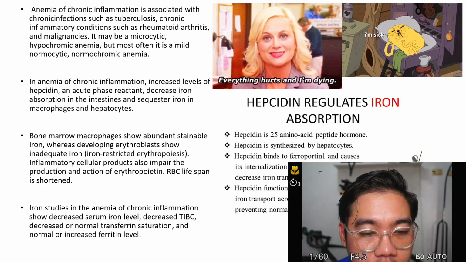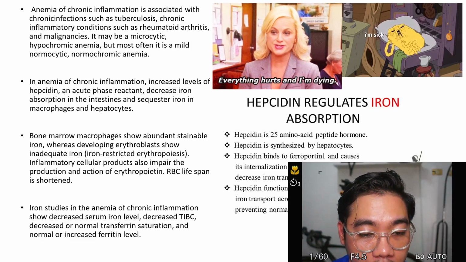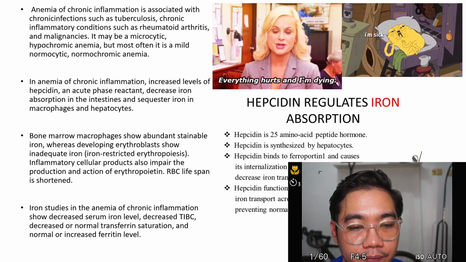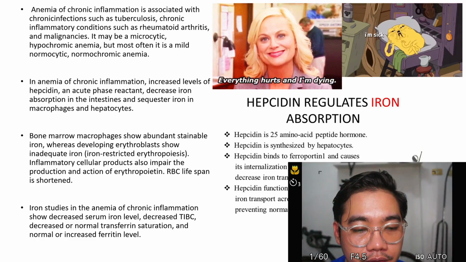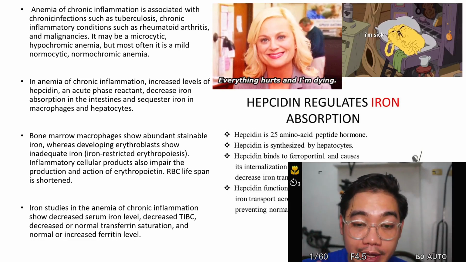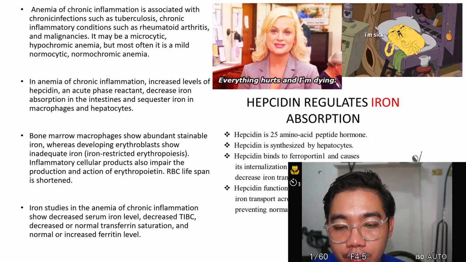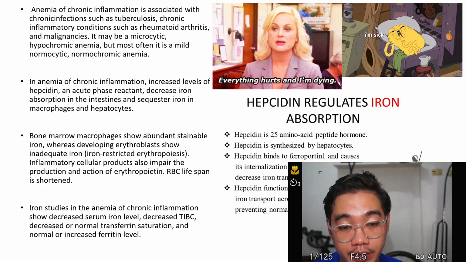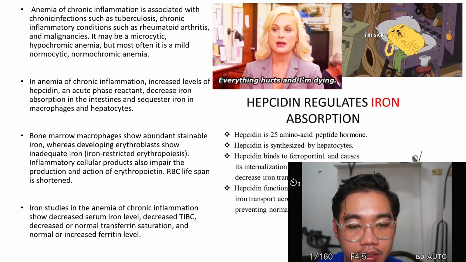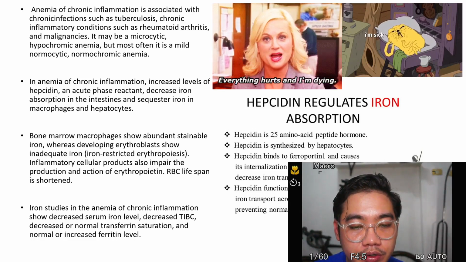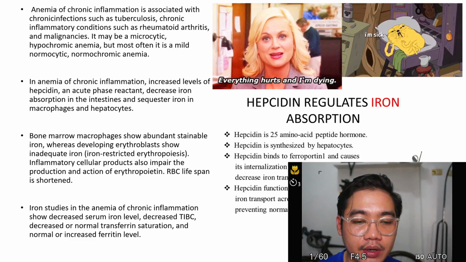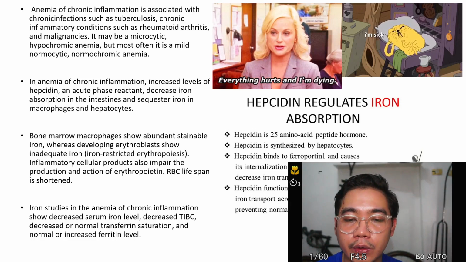Inflammatory cellular products also impair the production and action of erythropoietin, no? Erythropoietin is a stimulant for your erythropoiesis, no? Iron studies in the anemia of chronic inflammation show decreased iron level, decreased TIBC. Why is it decreased TIBC, no? So meaning dili gutom imuhang lawas for iron because it knows it has a lot of iron, no? So dili siya mag-increase imong TIBC compared to your iron deficiency anemia, no? So decreased or normal transferrin saturation, meaning daghan kag iron sa imong transferrin, and normal or increased ferritin level, no? Ferritin is your storage na iron.